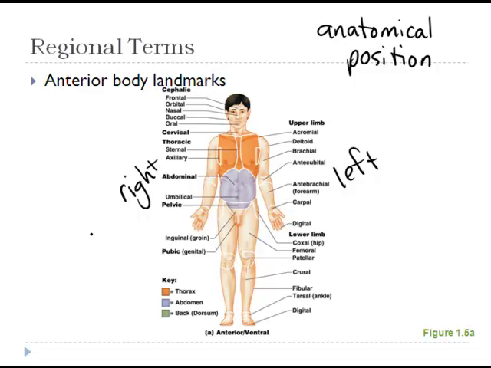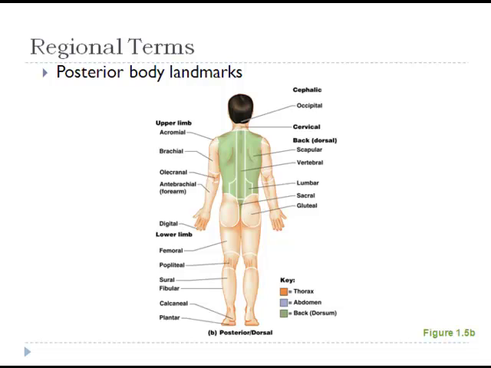That's very important. You can see all these body landmarks: the frontal, orbital, nasal, buccal, oral, etc. These terms are all very specific landmarks. They refer to a very specific part of the body: the acromial, deltoid, brachial, antecubital, etc. These terms are important to learn to understand anatomy and physiology, as are the landmarks on the back. You can see these in your book as well. These are two pictures from your book.